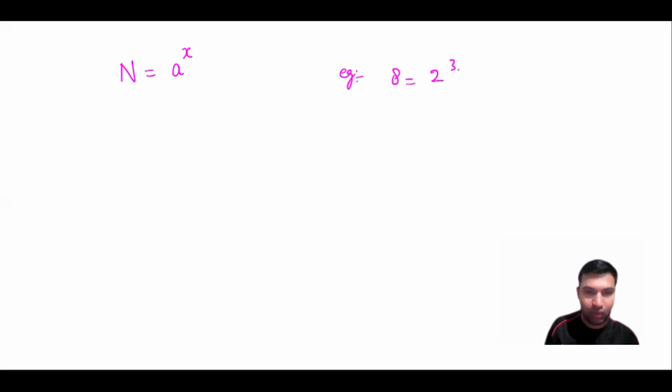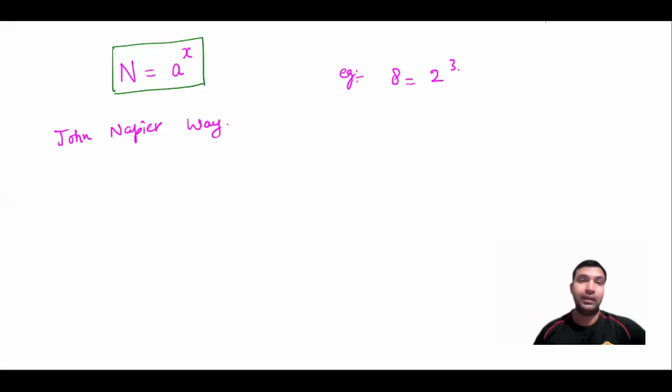Now let's understand the process, what he exactly did. So far what we have seen is that any positive number n can be written as a positive base to a positive power. For example, we had already seen that 8 is equal to 2 to the power 3. Now let's understand John Napier's way of writing this number in a log form, that is, the logarithmic form, similar to the exponential form.